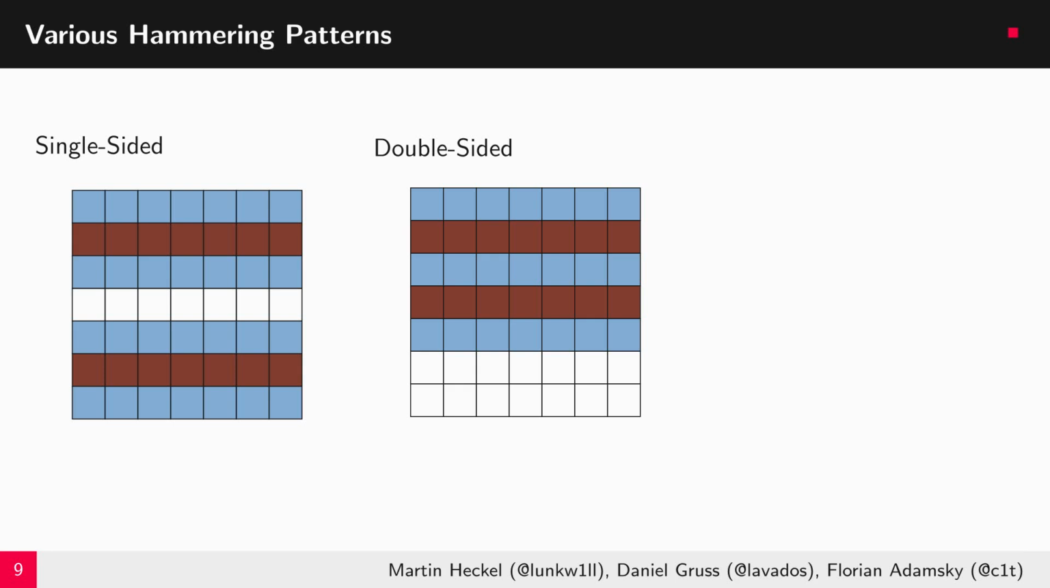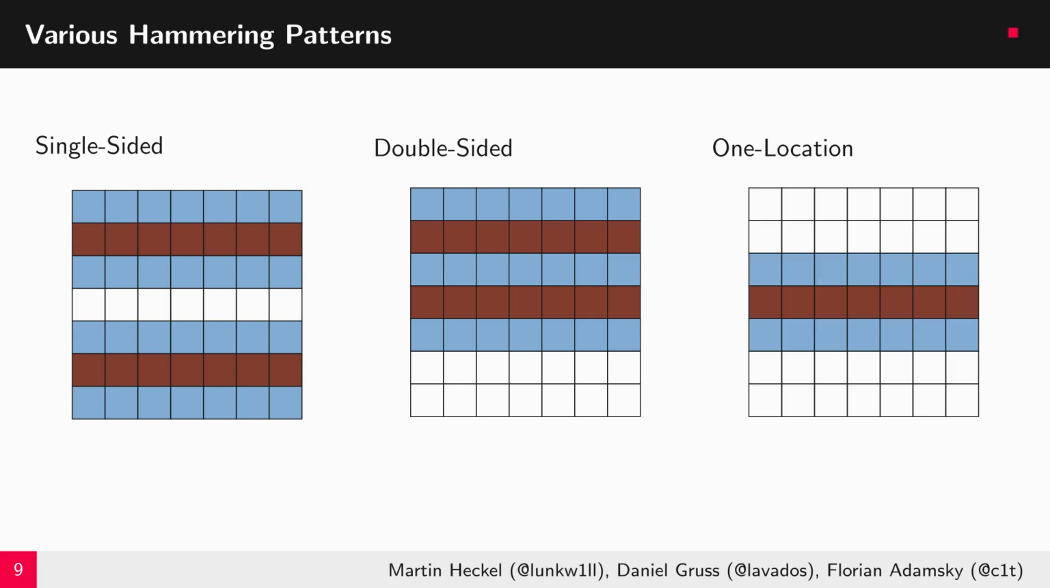Later on, more techniques came up, right? We also described the technique called one-location hammering, where you just hammer a single random location in your memory, and then you see bit flips next to that one. But there are several more, such as many-sided hammering. A lot of hammering techniques have been presented over the years.